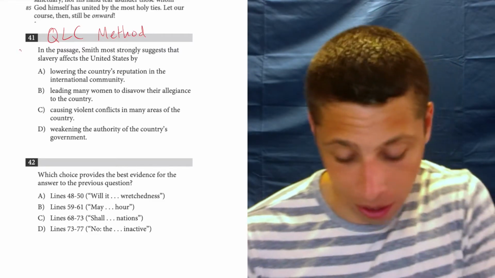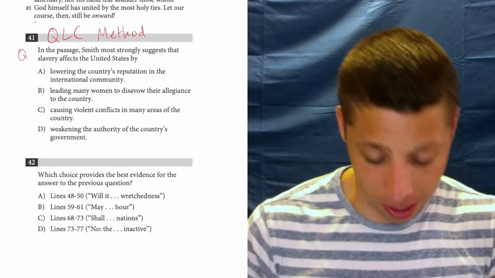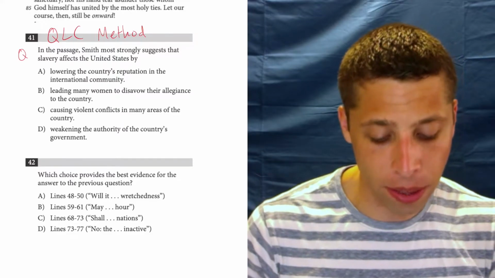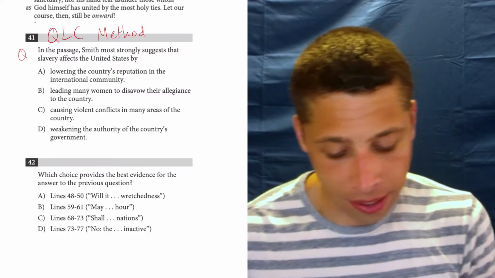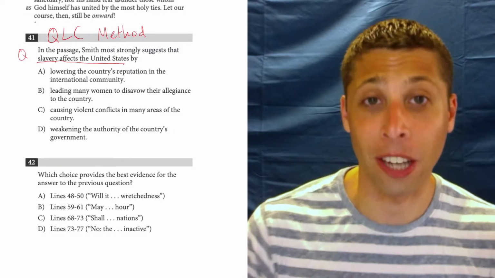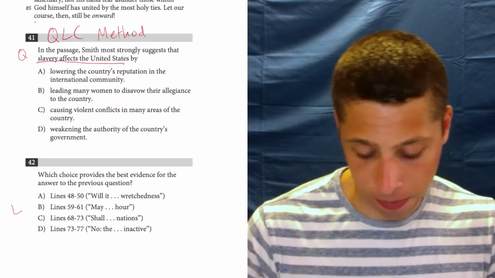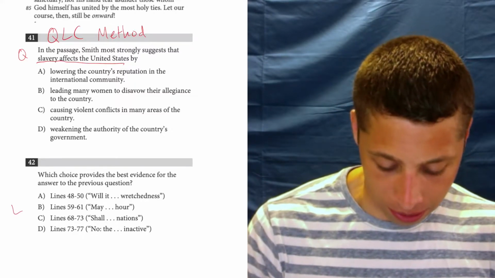Start with the question. What are we reading for? What's going to be our purpose as we look through these lines? In the passage, Smith most strongly suggests that slavery affects the United States by... Okay, it's about the country and slavery. Let's look. Now we go to the lines, the L. Which choice provides the best evidence? Okay, 48 to 50.